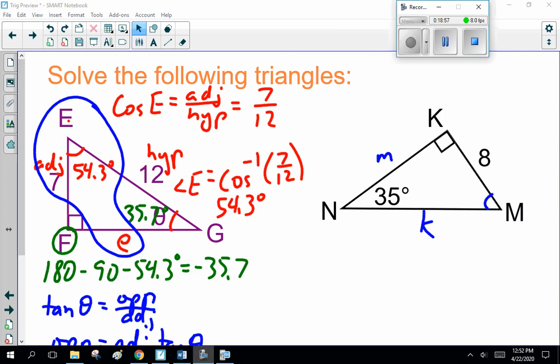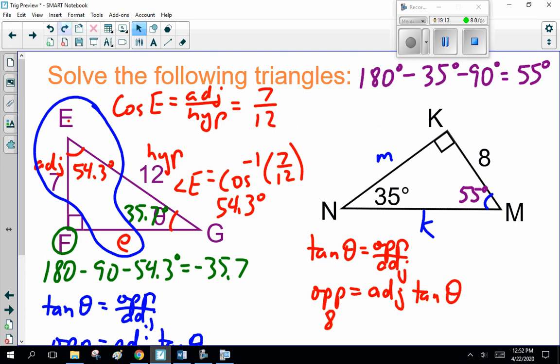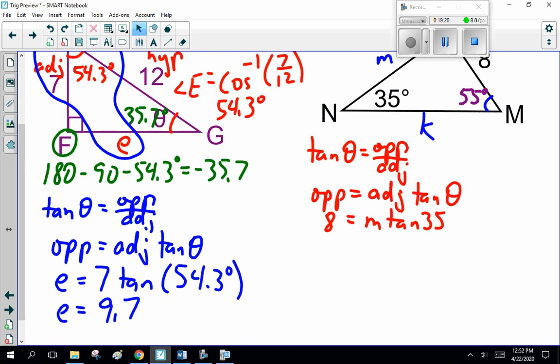Okay, guys, so solving this, I got lazy, and I figured the easiest thing to find is angle M. 180 minus 35 minus 90 gave me 55. Now, keeping on going, I decided to do tan of theta to get the adjacent side, or M. Notice how I rewrote this equation: opposite equals adjacent times tan of theta. I found this way a little easier because, can I remember, do you multiply or divide?